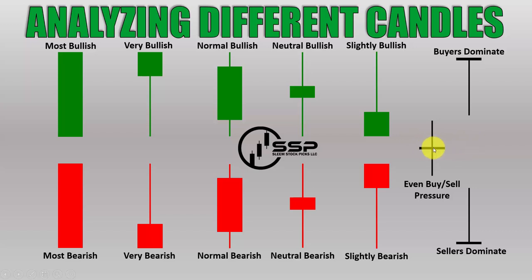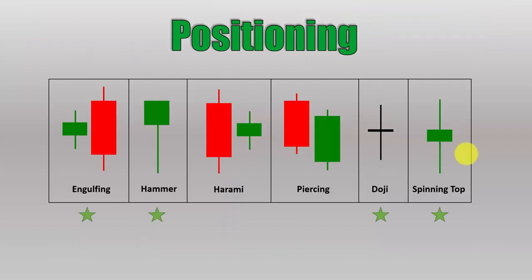It doesn't necessarily have to be smack in the middle, but just so you know, a doji is classified as one where the closing price is the same as the opening price, and typically it indicates some kind of reversal. I'll elaborate more on that in a second. So here are the different positions of candlesticks. The ones that I've starred are the ones that I really only pay attention to.